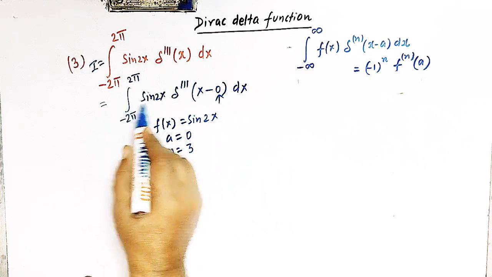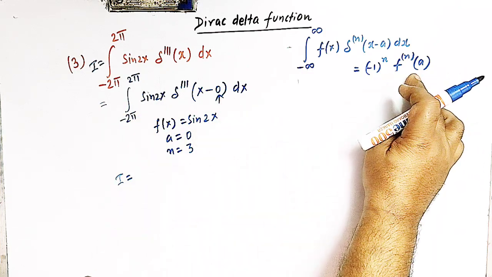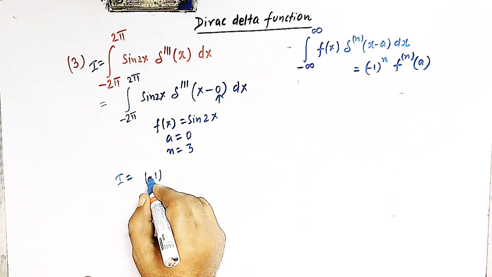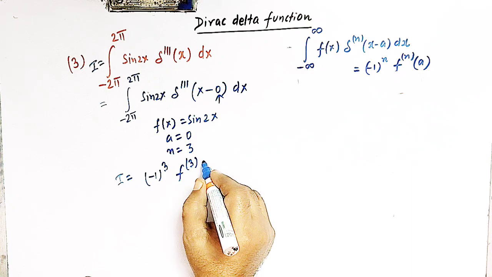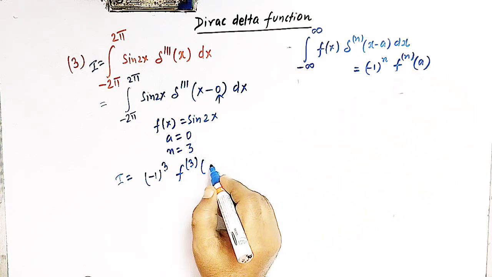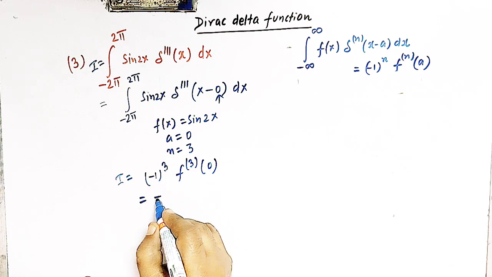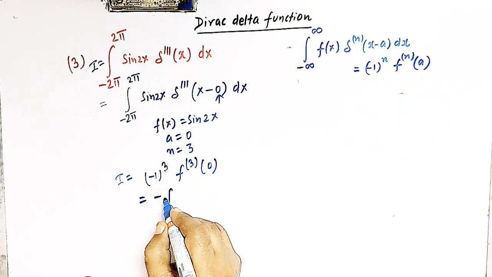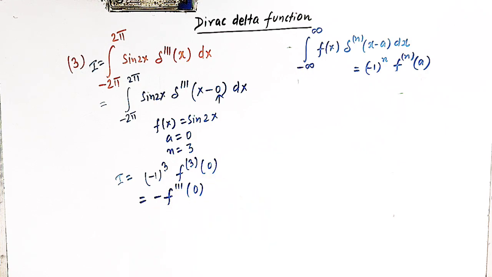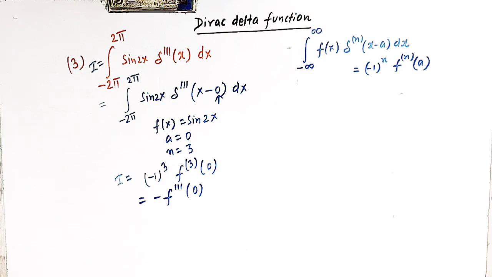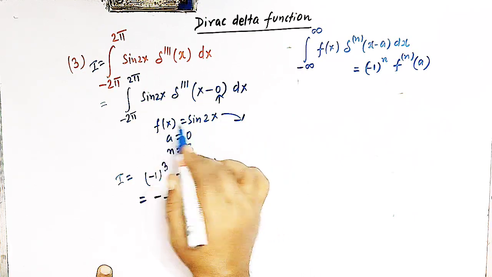So now the value of this integral I is now given by this expression. So we have minus 1 raised to 3. Then we have the third derivative at this point, that is a is equal to 0, right? So minus 1 raised to 3 is minus 1. So we have minus f triple prime at this point, a is equal to 0. So now let us differentiate this function.